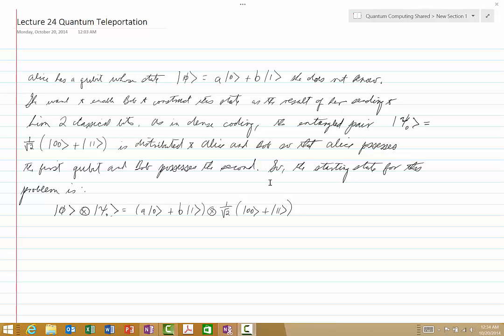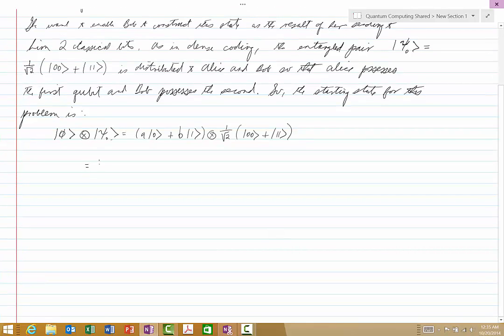So if we take into account this entangled pair plus the unknown state phi that Alice has, then the starting state for this problem is the tensor product of phi with C0. So we have the tensor product of A|0> plus B|1> with 1 over square root of 2 times |00> plus |11>. And so let's go ahead and calculate what this will be.